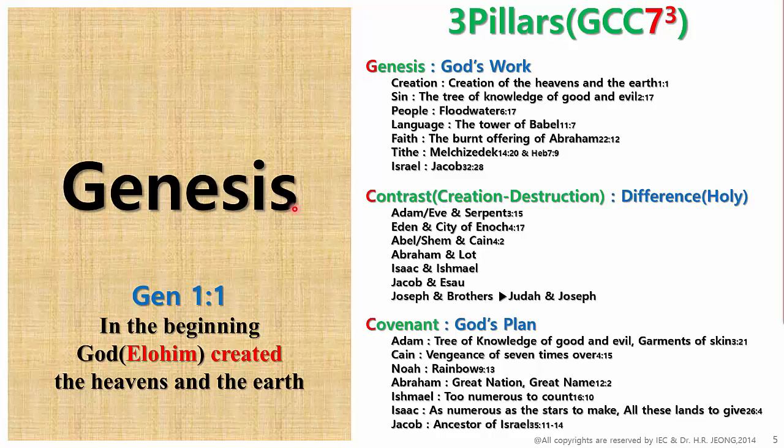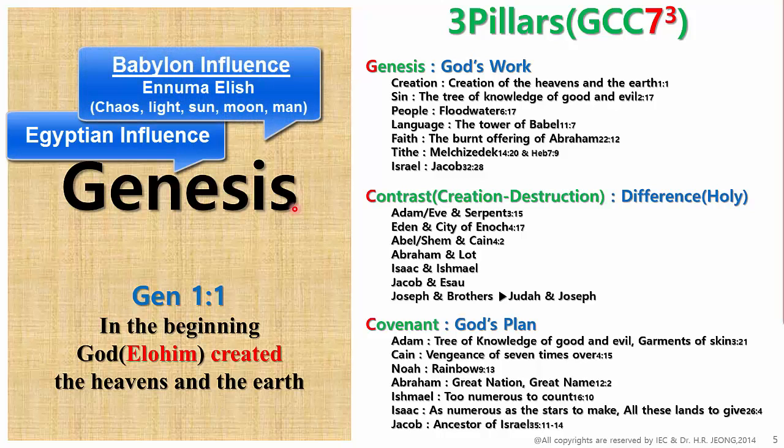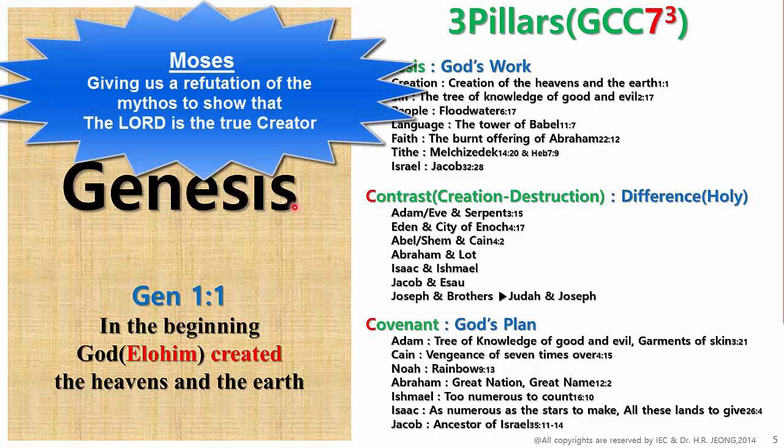If you look closely at Genesis, it almost seems like it had some Egyptian influence and had something very similar to the accounts of the creation of Babylon, Enuma Elish, such as chaos, light, sun and moon, and man. But Moses is clearly giving us a refutation defense of the mythos to show that the Lord is the true creator of the heavens and the earth. Now we will go through them one by one.